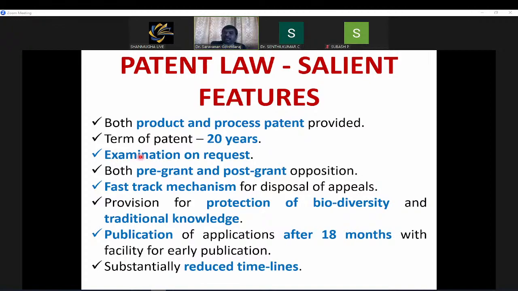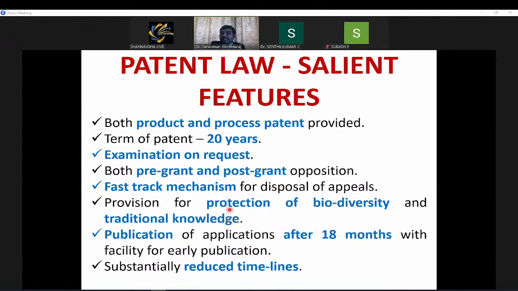Somebody is telling that so-and-so was novel, but you are telling, no, before that, that particular product or process was available, we were using it for some other purpose, then you can oppose it. Any person can oppose. You can oppose before granting, or after granting also. And there is a fast track mechanism. So if the normal process takes 6 months and you want to do it faster, there is a mechanism available in the Indian patent system.